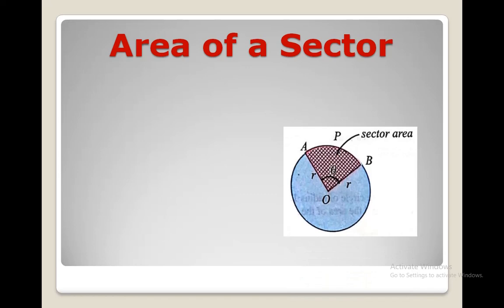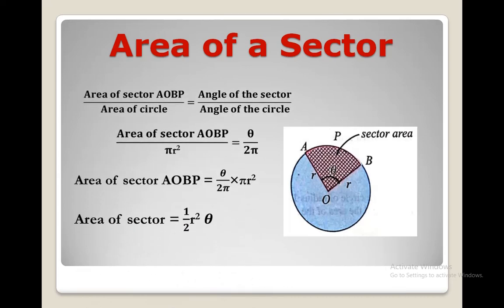By looking at the diagram, you can observe that there is an arc APB that is subtending angle theta at the center of the circle. So we have our rule, area of sector AOBP ratio area of circle is equal to angle of the sector ratio angle of the circle.